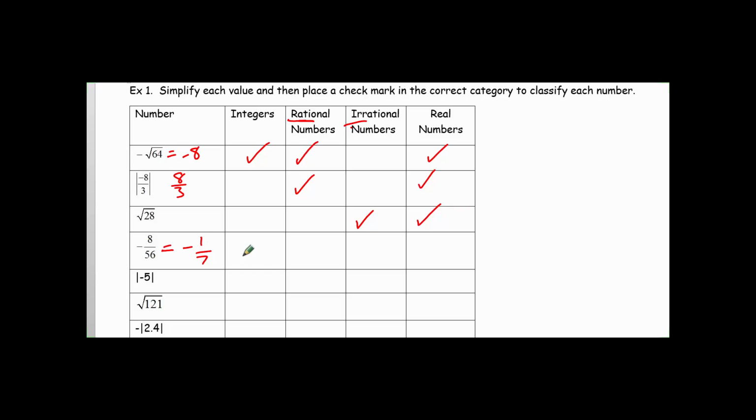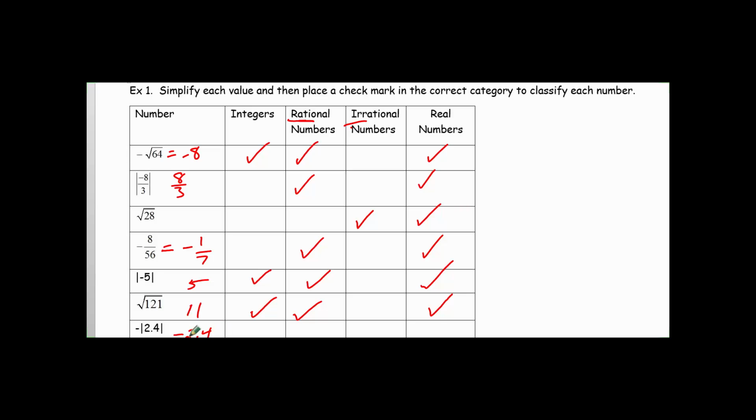So, not an integer. Is it a rational number? Yep, it's a fraction. And if it's rational, it can't be irrational. It's a real. That's 5, which is an integer, which is a rational number. Can't be an irrational, and it's real. This is 11, just like 5. How about 2.4? First off, this is a negative 2.4, because the absolute value of a positive 2.4 is positive 2.4, and then you toss a negative symbol out.